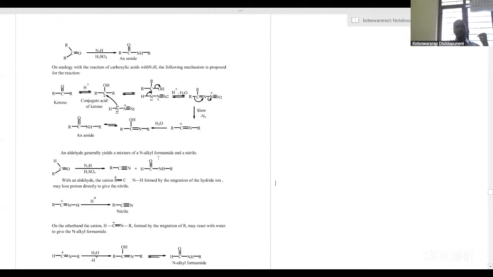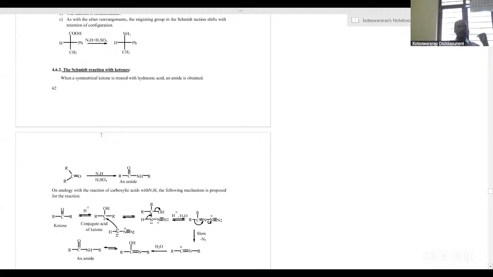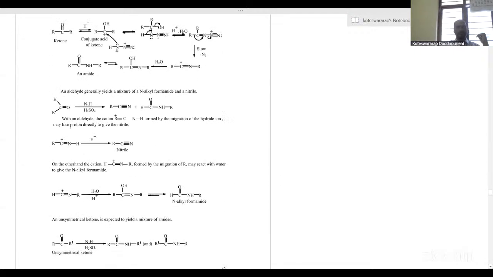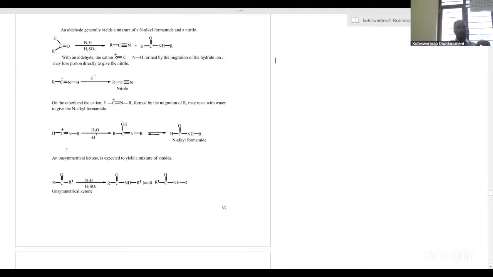For aldehyde, generally it's the N-alkyl formamide. This formamide is generated in this Schmidt reaction with the aldehyde. Now, this is the carboxylic acid. This is the aldehyde, which reacts with the hydrazoic acid and leads to the formation of cyanide, and along with that, N-alkyl formamide is the product.